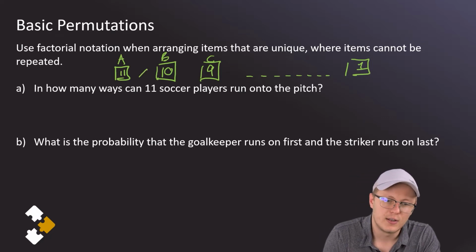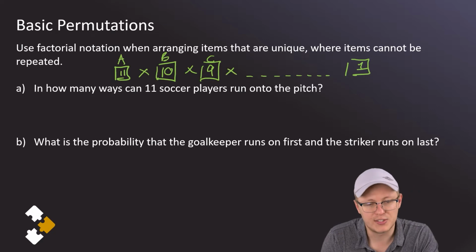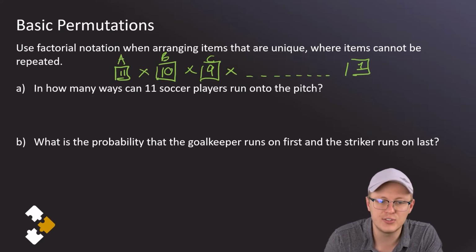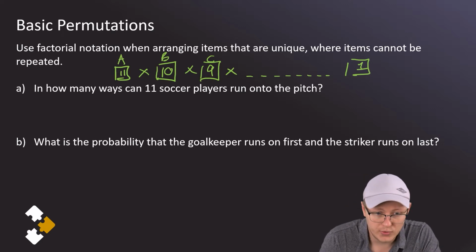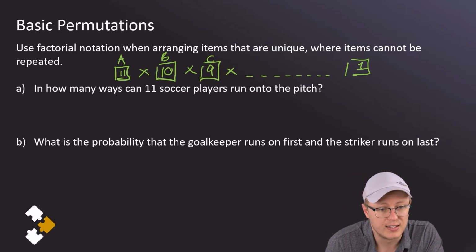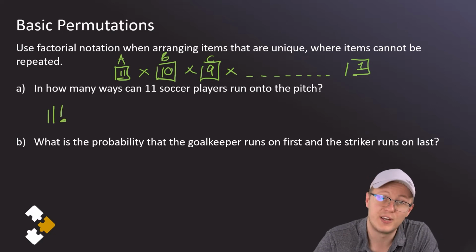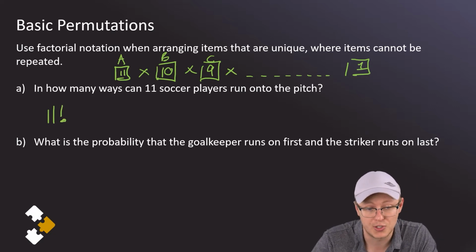So here, if we multiply all of these events together using the fundamental counting principle, 11 times 10 times 9 all the way is going to give us 11 factorial. So here the answer is going to be 11 factorial, and for that you could just leave it in factorial notation. It's a huge number. So then it asks, what is the probability that the goalkeeper runs on first and the striker runs on last?